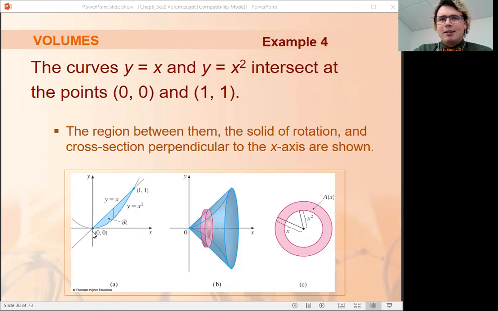So here in my picture, I have my curves, I have my intersection. We've filled in the region here in blue, and then there's sort of a three-dimensional picture. It kind of looks like a horn on the end of a trumpet or something. I'm feeling kind of musical today.